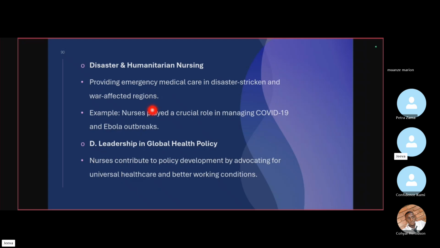Next is disaster and humanitarianism in nursing, like providing emergency medical care in disaster-stricken and war-affected regions. There also you should give proper treatment, wherever there is a disaster or any war-affected region, you should provide better treatment. For example, nurses play a critical role in managing COVID-19 and Ebola outbreaks. So these are the conditions where emergency treatment is required, and you should give proper treatment for the patients.